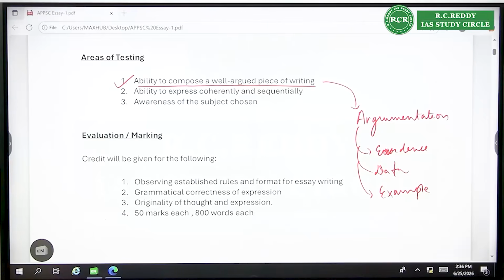Right? Next line, write down: a good essay answers. First point, why do you think so? Second point, what evidence supports your view?